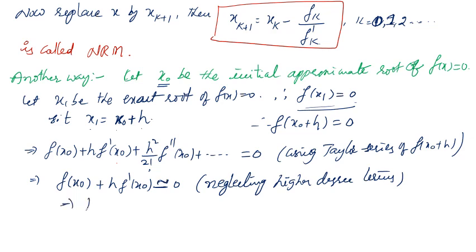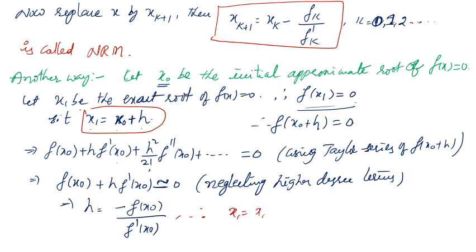From this, what I am getting is h equals to minus f of x0 by f dash x0. Done. Okay, and remember what is the x1 solution? x1 becomes x0 plus h. But this h is approximate only. Therefore this approximates to x0.